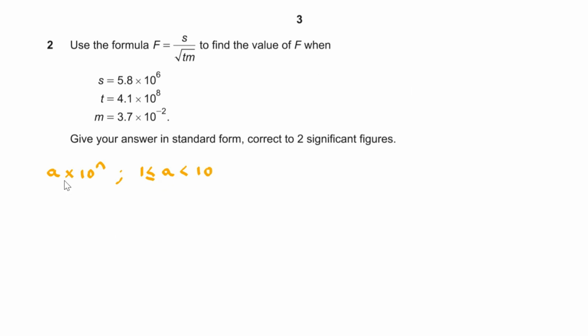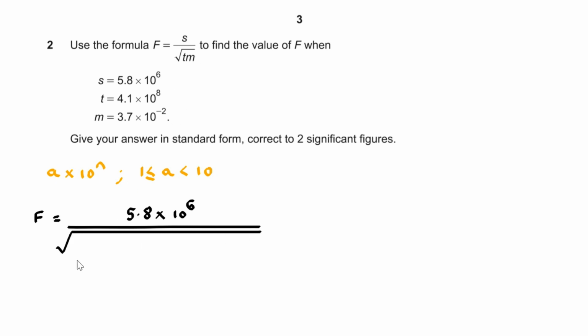Now, what we can do is find out what f is. F is equal to, well, we've got s, which is 5.8 times 10 to the power of 6, divided by the square root of t, which is 4.1 times 10 to the power of 8, multiplied by m, which is 3.7 times 10 to the minus 2.